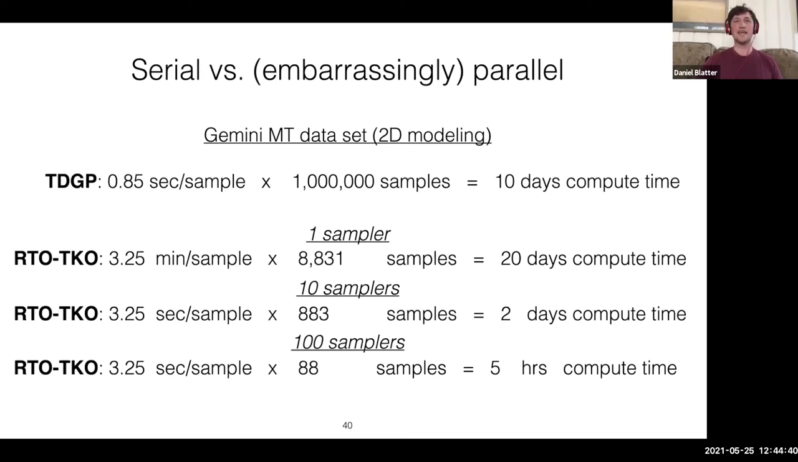A sampler in this case means basically one compute node. So I did this on the Habanero cluster at Columbia. One compute node there has 24 cores. So 10 samplers means 240 cores operating at the same time. For a total flops comparison, I calculated out every last flop. It was 4 times fewer flops for the RTO-TKO inversion than for TDGP.